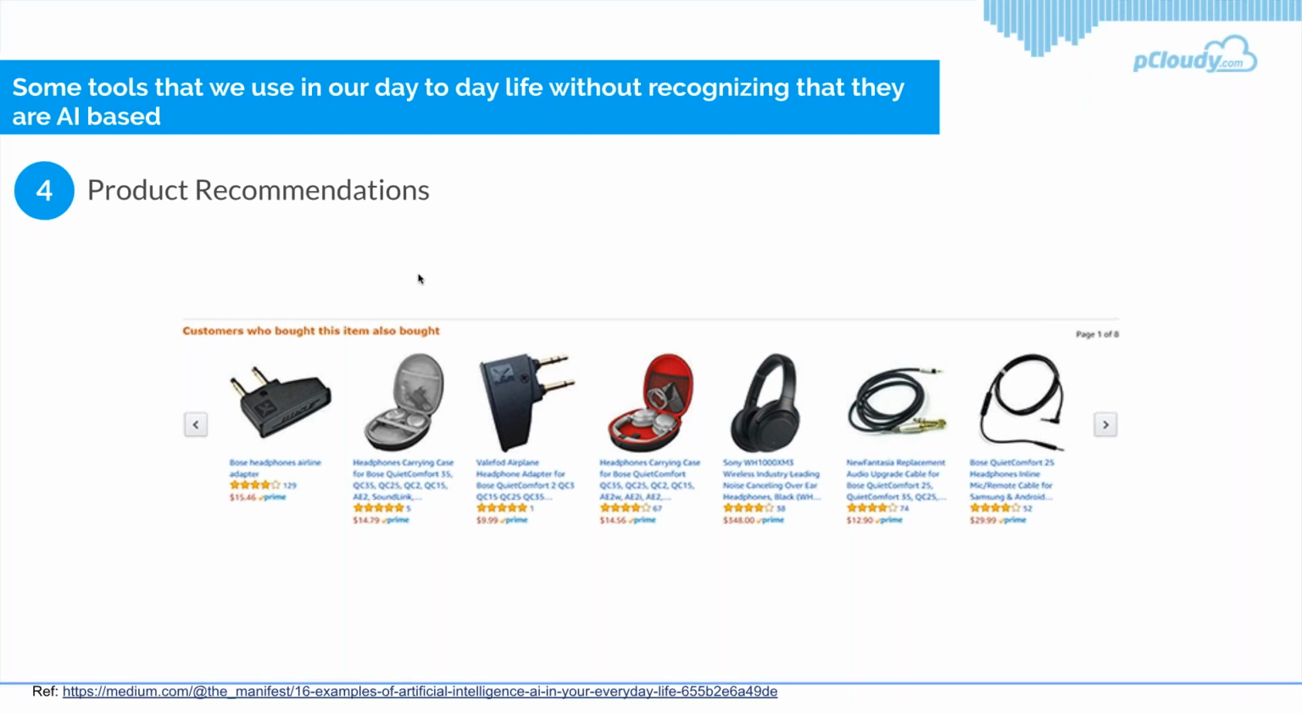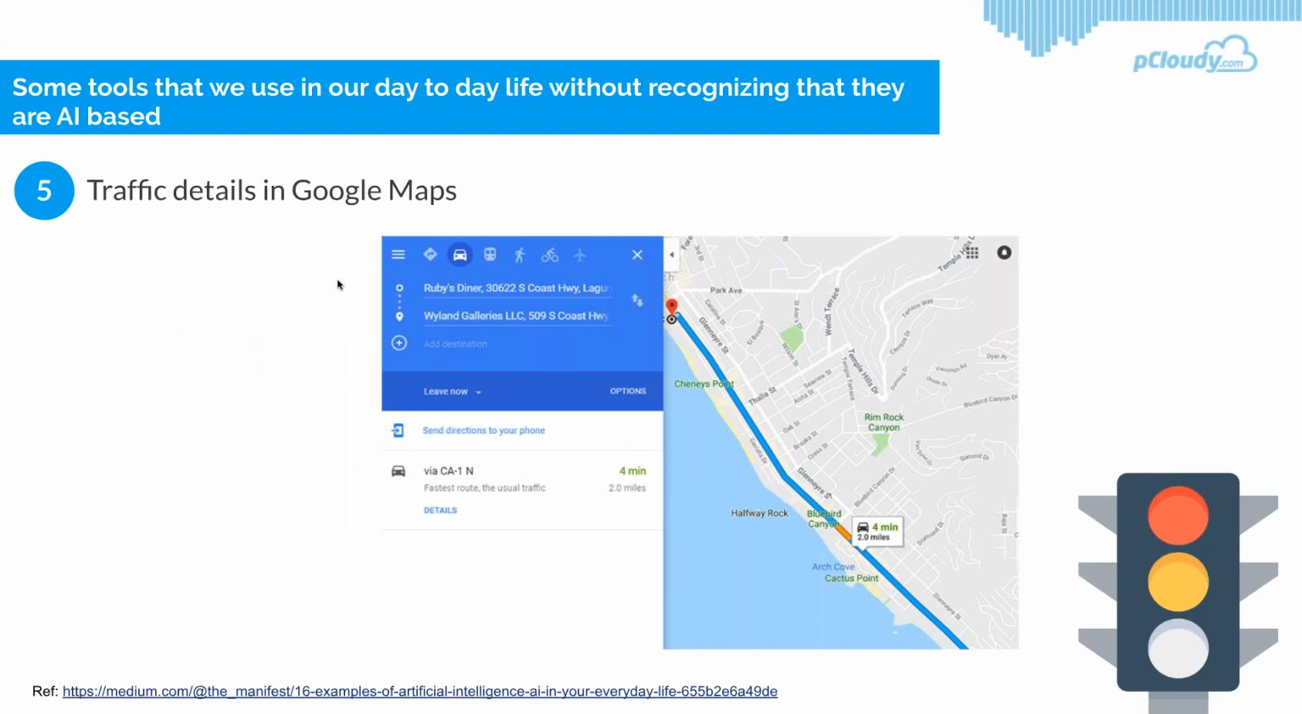What else? Again, traffic details in Google Maps. So here I wanted to go from Ruby's Diner to these galleries, and that was just 2 miles of distance. And Google suggested that it will take 4 minutes. Why will it take 4 minutes for this 2 miles? Because there was traffic.